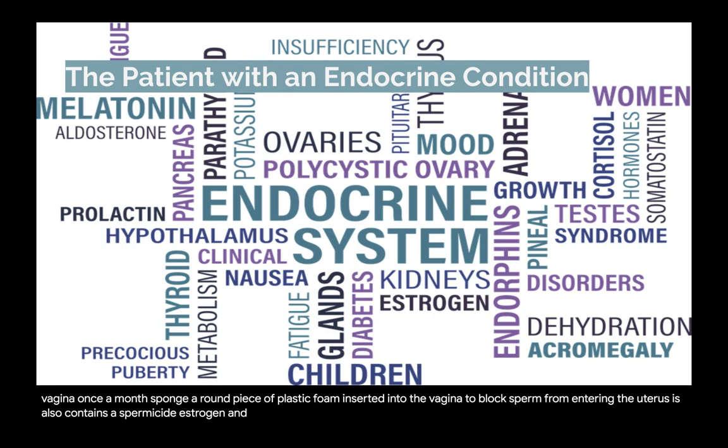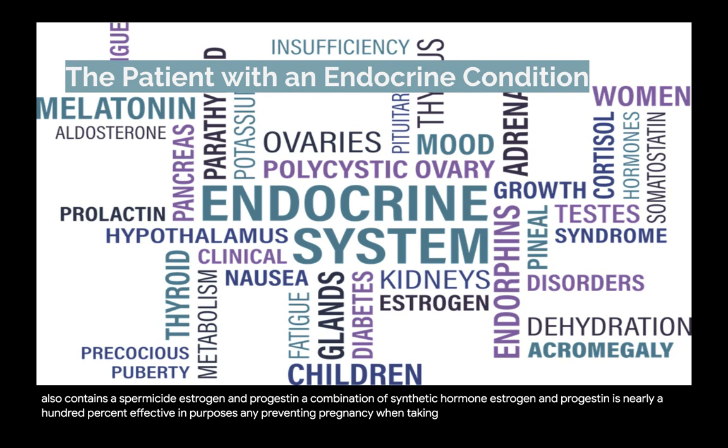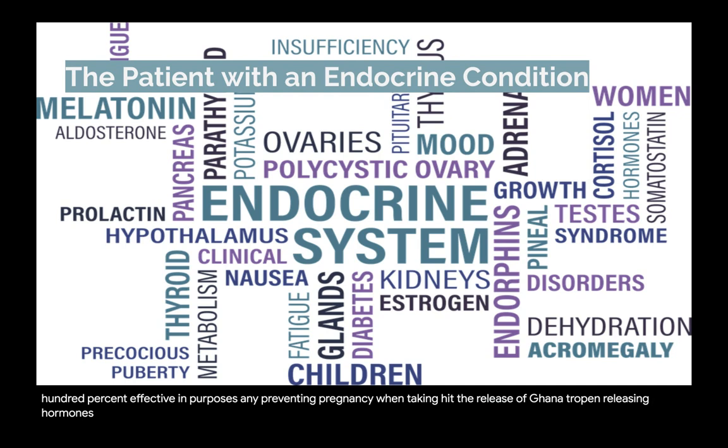Estrogen and progestin. A combination of synthetic hormones, estrogen and progestin, is nearly 100% effective in preventing pregnancy when taken appropriately. Oral contraceptives inhibit the release of gonadotropin-releasing hormones, without which the ovum cannot be released from the ovary.